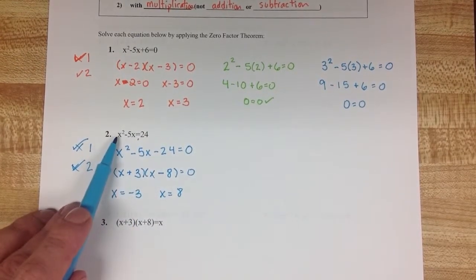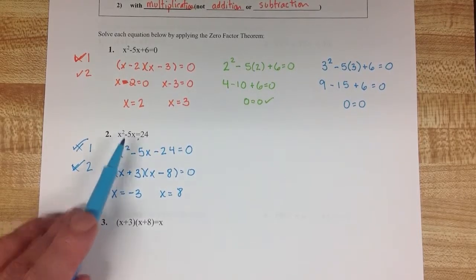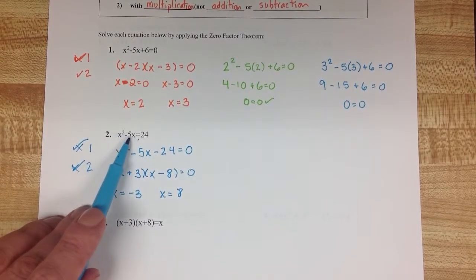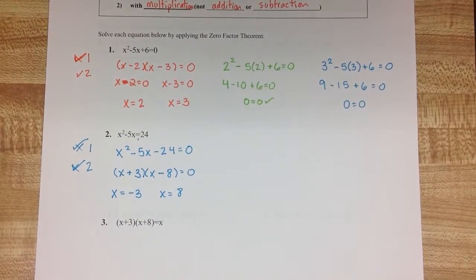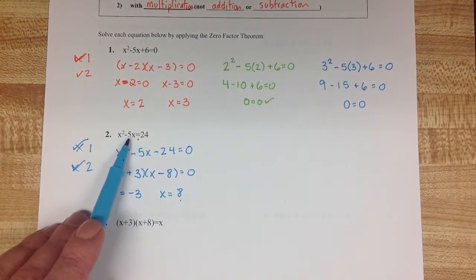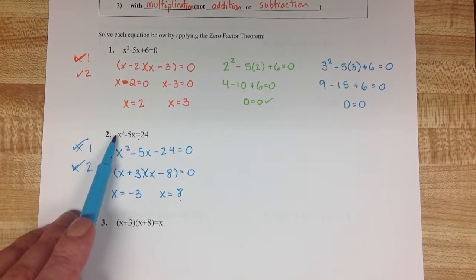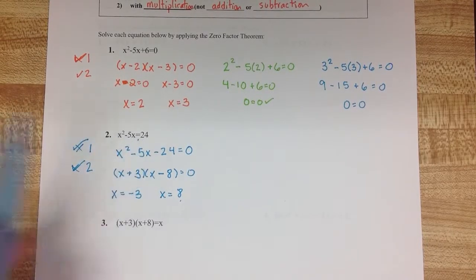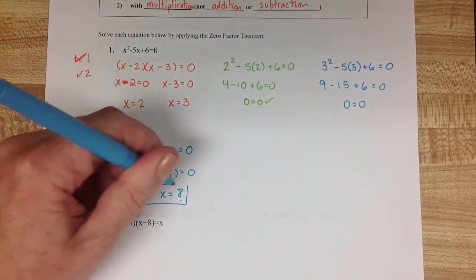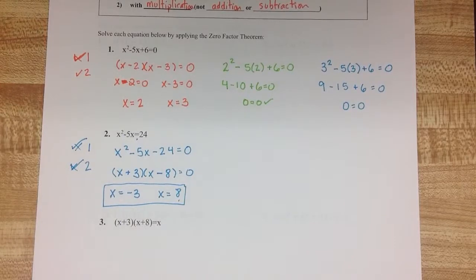If I square a negative 3, it would give me 9, and 9 plus negative 5 times negative 3, that's a positive 15, and 9 plus 15 is 24. 8 squared is 64, and 8 times 5 is a negative 40, and 64 minus 40 also equals 24. So both of those answers are working.